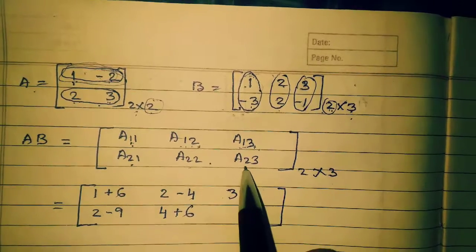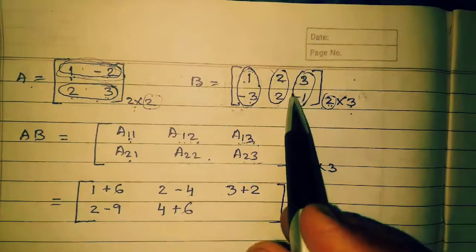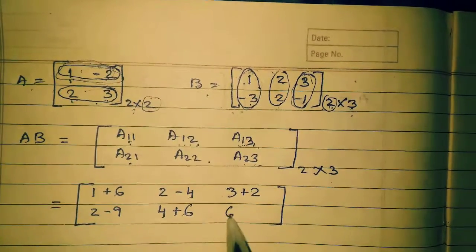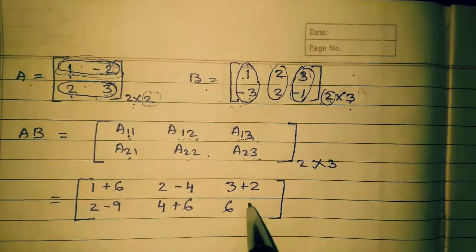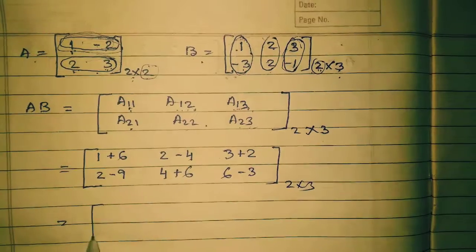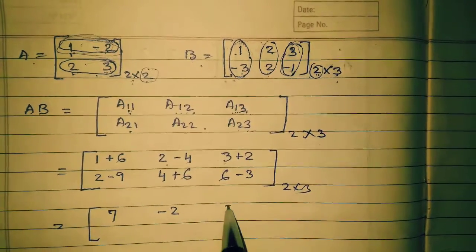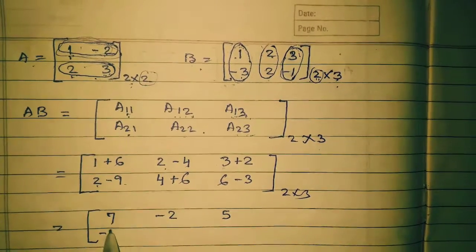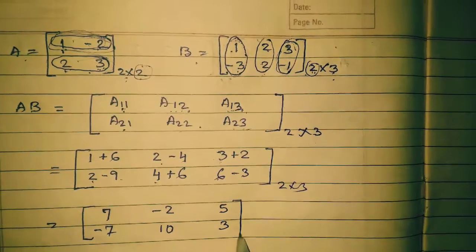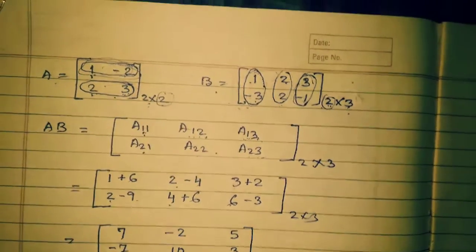Similarly, here A23 means the second row of the first matrix you multiply with the third column of the second matrix. So 2 into 3 is coming 6, and 3 into minus 1 is coming minus 3. So we'll get 1 plus 6 is 7. 2 minus 4 is minus 2. 3 plus 2 is 5. 2 minus 9 is minus 7. 6 plus 4 is 10. And 6 minus 3 is 3. So the resultant matrix's order will be 2 into 3. Now student, one thing we will follow here.